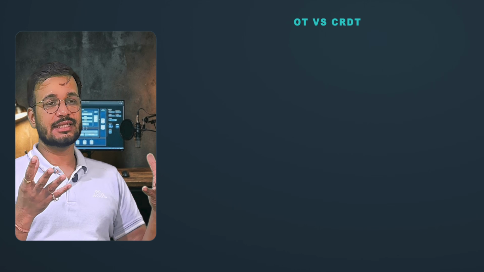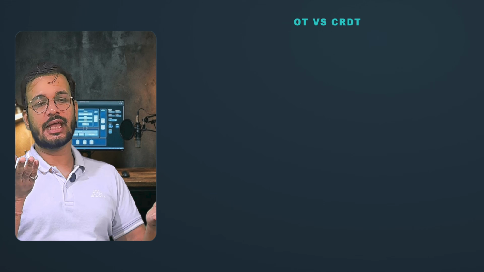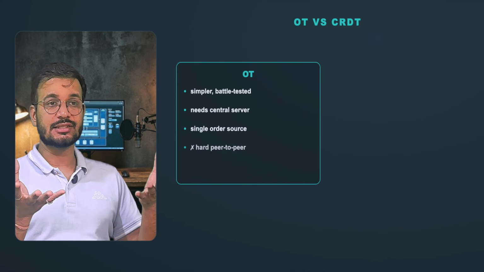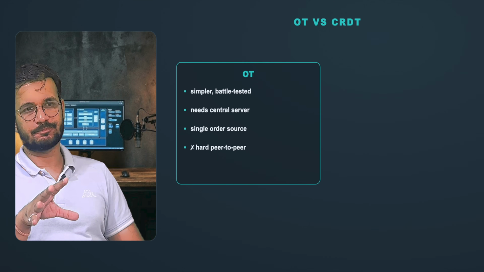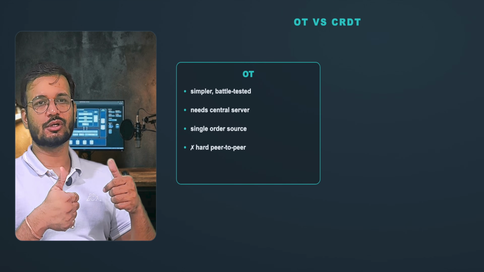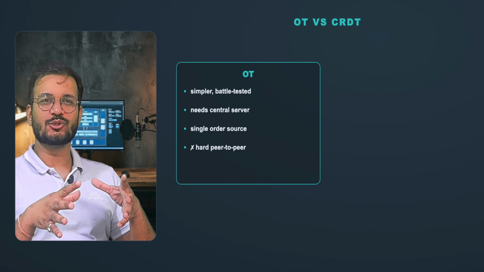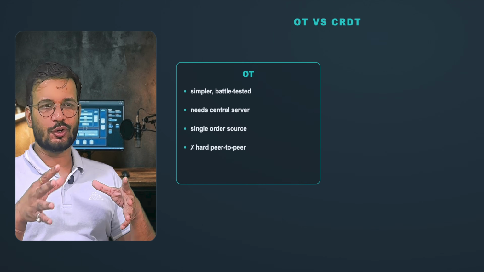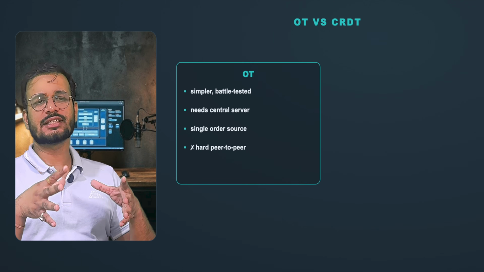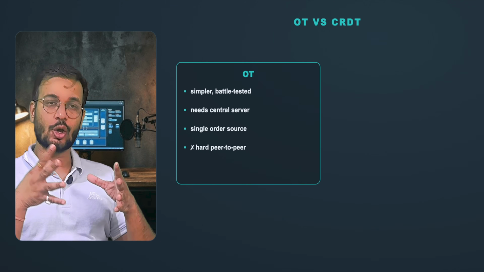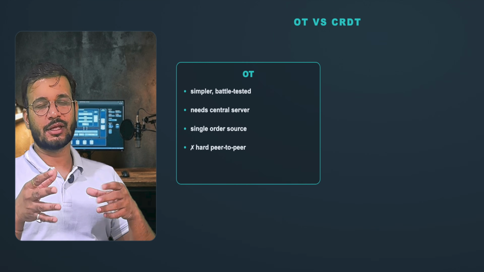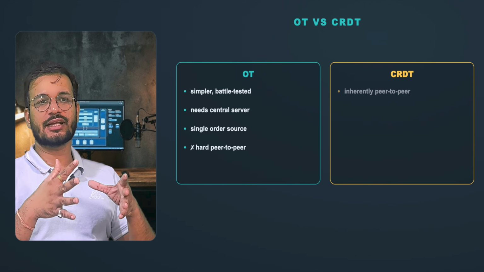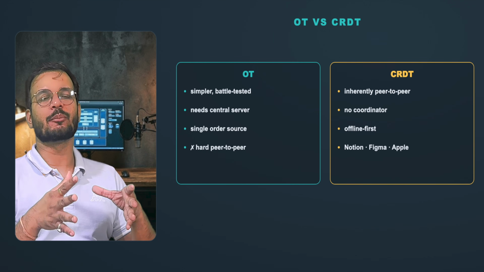Now, how are OT and CRDT different? Which one is the right choice? Now, OT is simpler to understand. It has been battle tested. Google Docs used the OT-based Wave protocol for years, but OT requires a central server to serialize the operations. There is a single source of truth for the operation order. Peer-to-peer OT is theoretically possible but extremely complex.